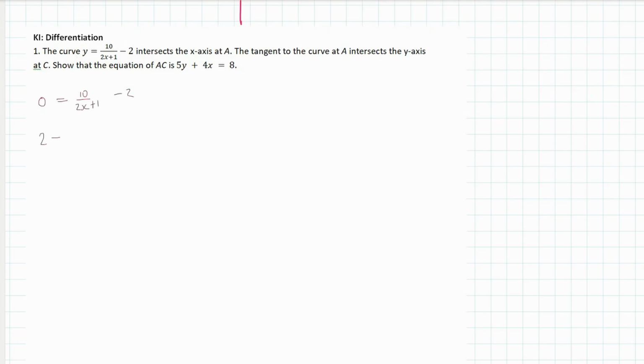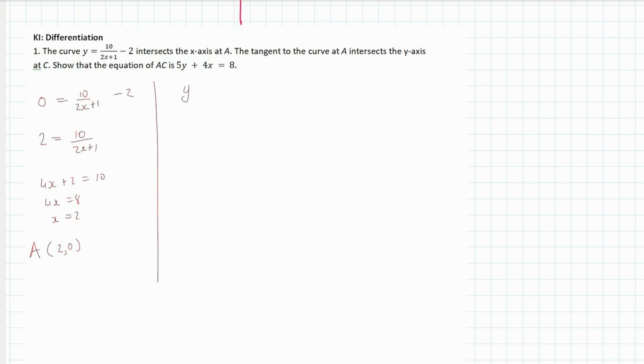So we just make 2 is equal to 10 over 2x plus 1. So you can see that 4x plus 2 equals 10. So 4x equals 8. So x is equal to 2. So C is at 2, 0. That's where it intersects. Now, the tangent to the curve at that point. Oh no, it's not C, sorry, that's actually A. I need to read the question properly. Okay, that's A.